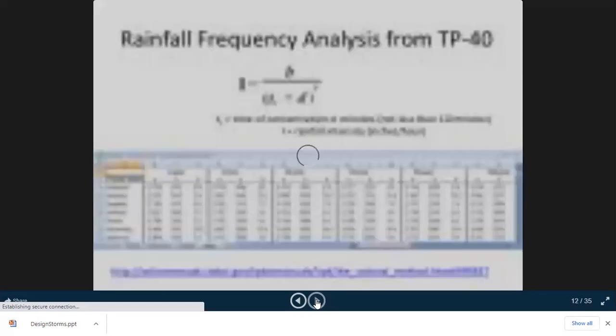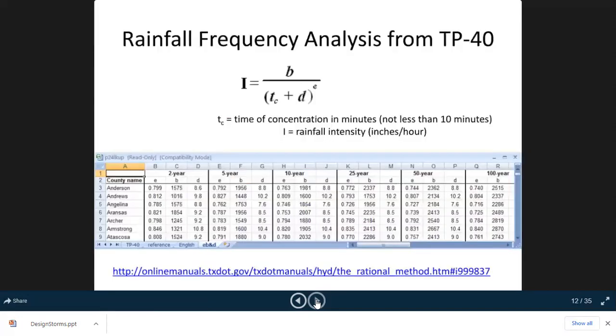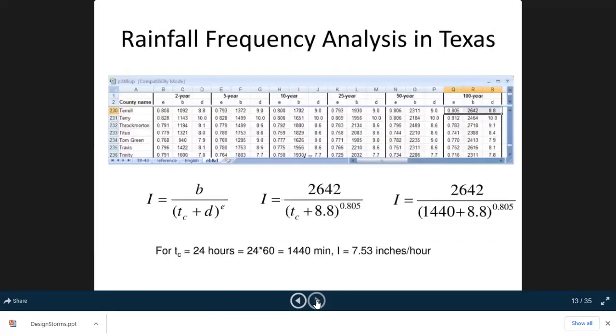When you design, this is a rainfall frequency analysis.